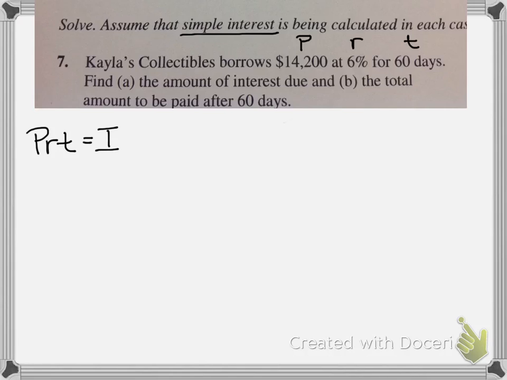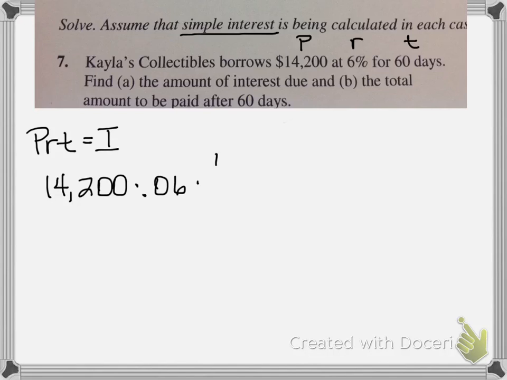So let's see how we would plug all these numbers into our formula. So we're going to have 14,200 times our rate is going to be 6%. So convert that to a decimal. So it'd be 0.06. And then we have to multiply that by our time, which is 60. Now again, it has to be in years.